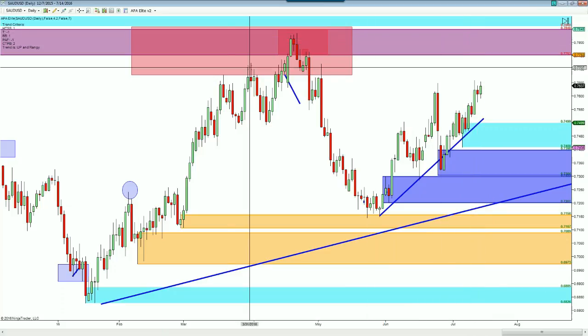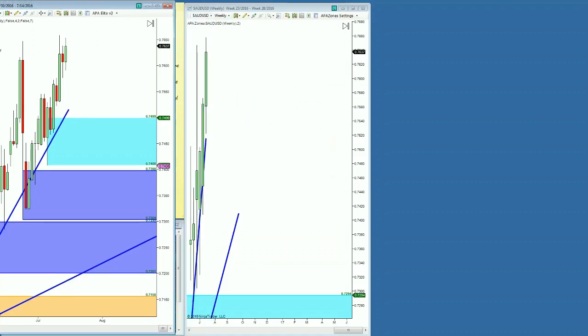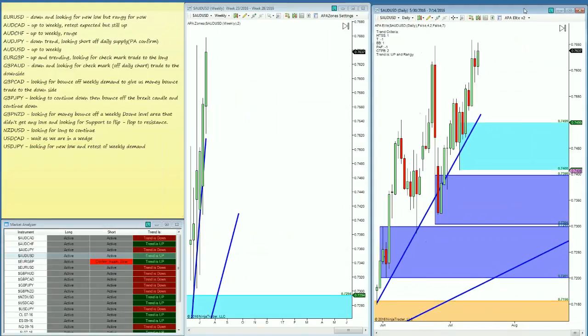Only time will tell. But for the most part, this thing's up and, well, what happened to the charts? What happened, Gabe? Oh, it just moved. But for the most part, this thing is still on its way up to the weekly level.